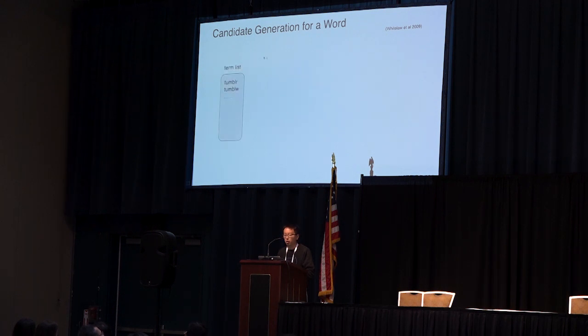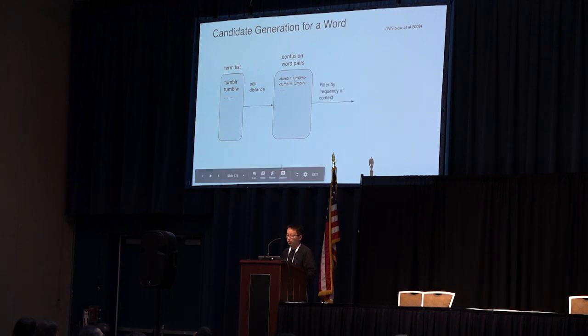So this is the detail of the method. The first step is to collect the term list. This is a huge list with maybe 1 million words. And then you can apply edit distance to find the candidates. The word pair is called a confusion word pair. For tumble R, the candidate is tumble W, and vice versa. Recall that ideally we want to remove the first item. So what they do is filter the word pair list by using the frequency of the context.